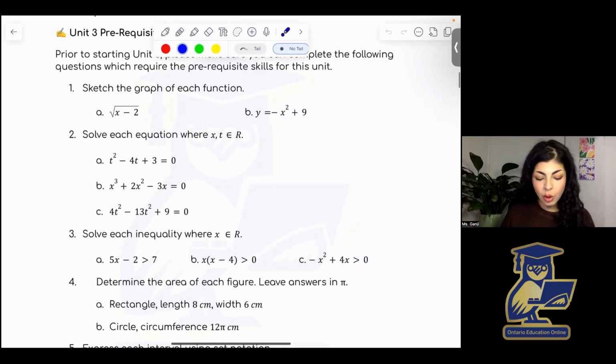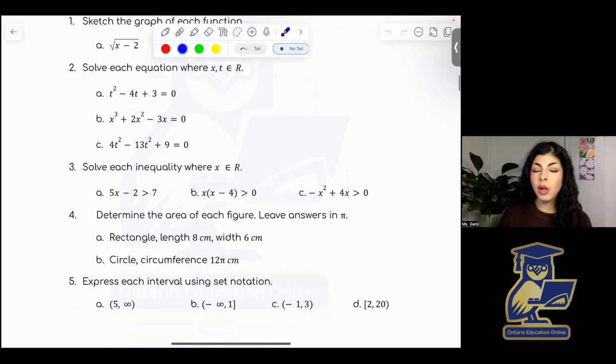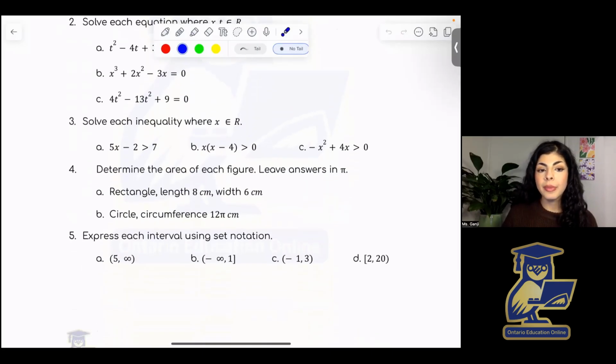Next, we need to be able to solve polynomials. We're going to see a lot of polynomials as we work through this unit, and we're also going to work with a lot of inequalities. You've already seen those when we worked with domain and range. So make sure you know how to solve those and solve for what values of x satisfy these conditions.